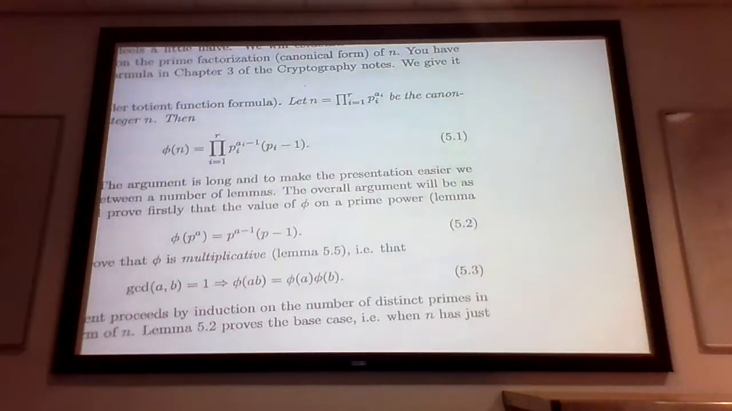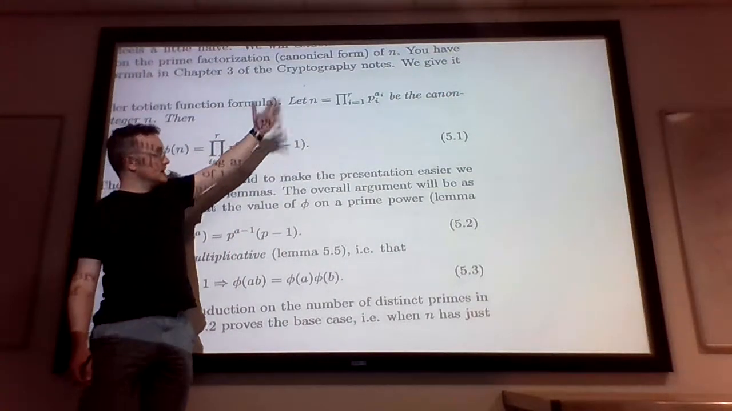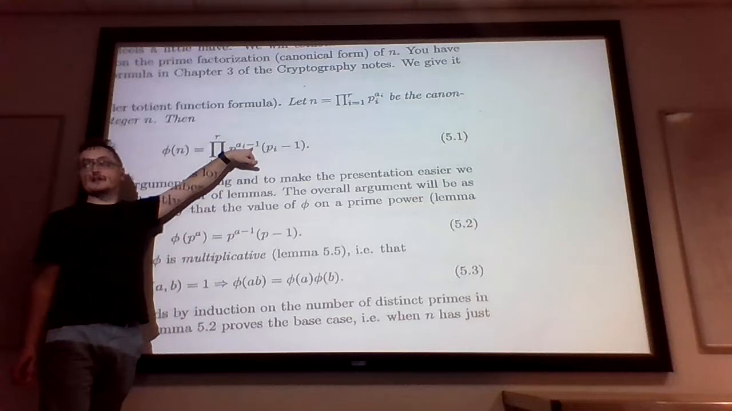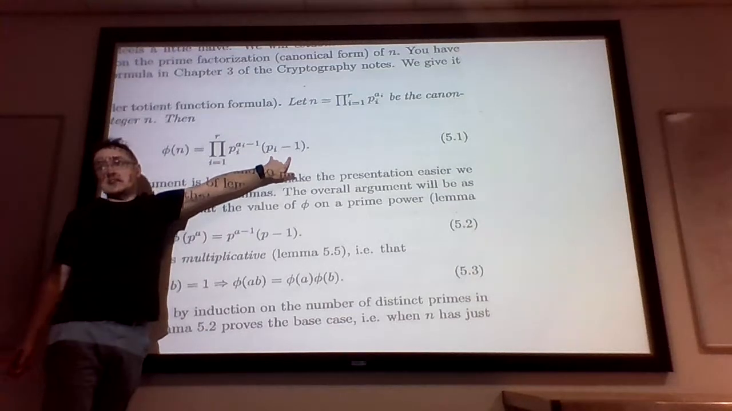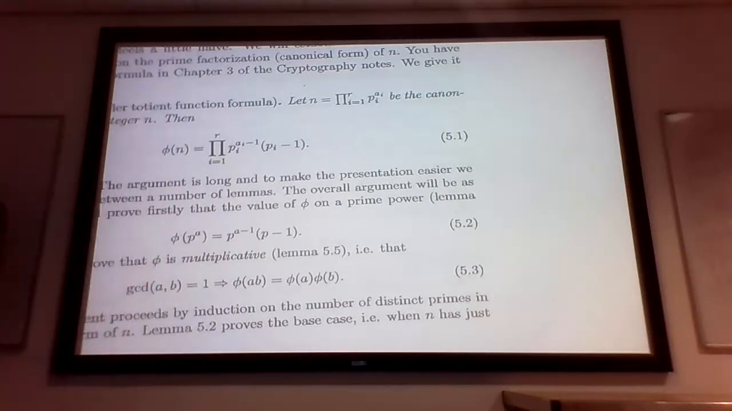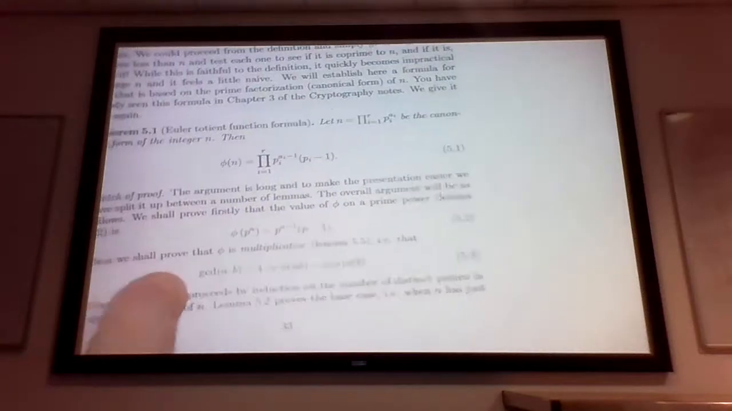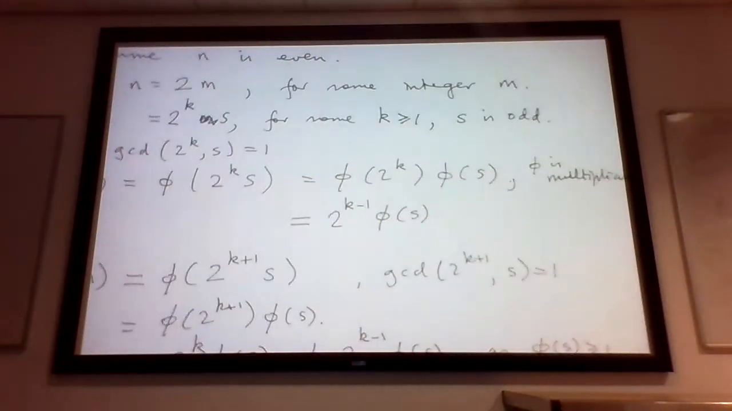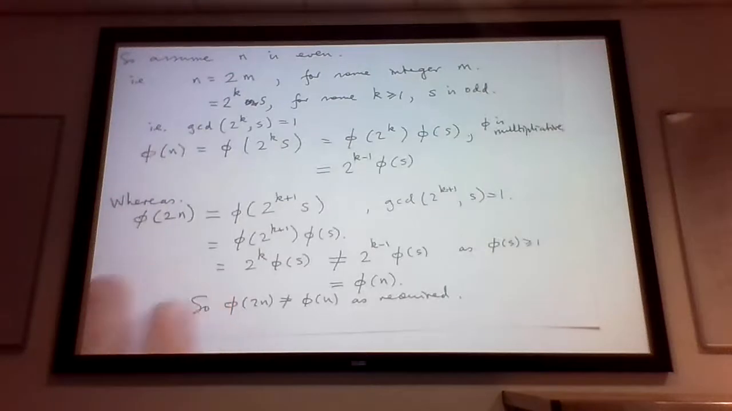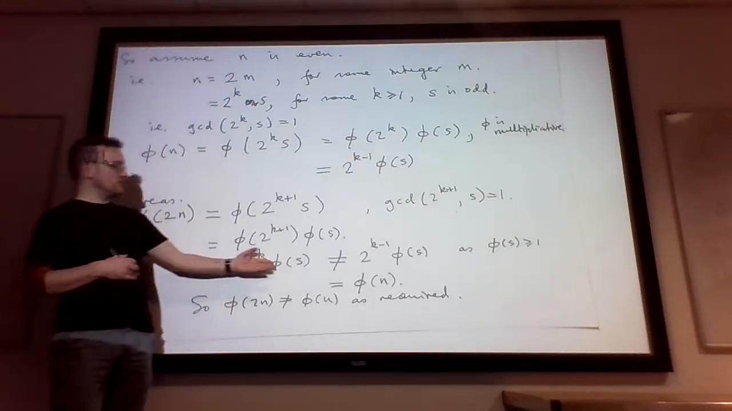Yeah, because when you have n as the product of p_i to the a_i, you reduce each power by 1, and you also get that extra factor, p_i minus 1. But in this case, the prime is 2, so the extra factor is just 2 minus 1, which is 1. So I don't bother putting it down. So it's just 2 to the k times phi of s.